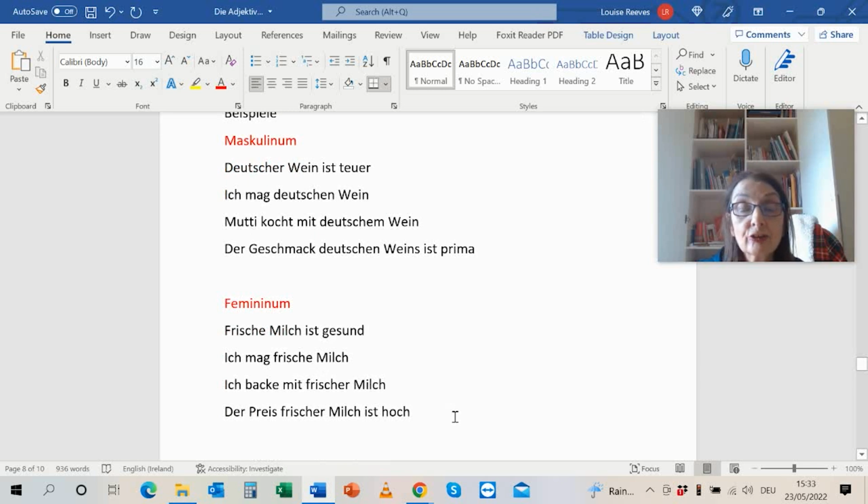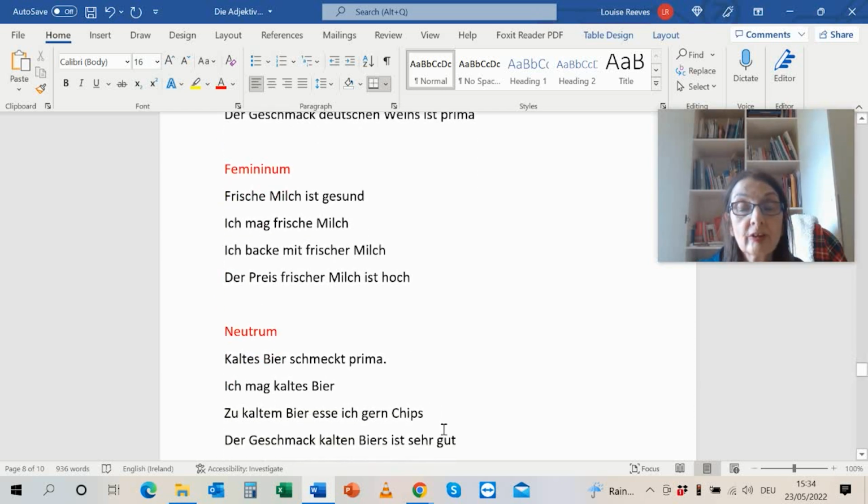Frische Milch ist gesund. This is the feminine version. Ich mag frische Milch. Ich backe mit frischer Milch, with the feminine dative. Und der Preis frischer Milch ist hoch. Price of fresh milk is high.